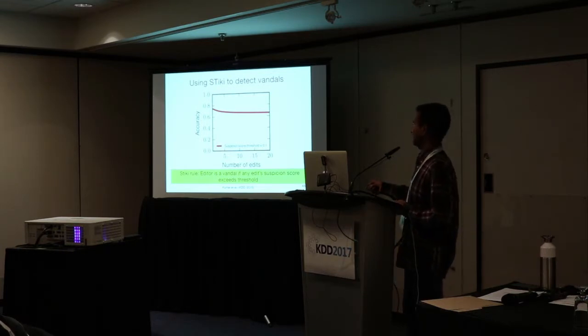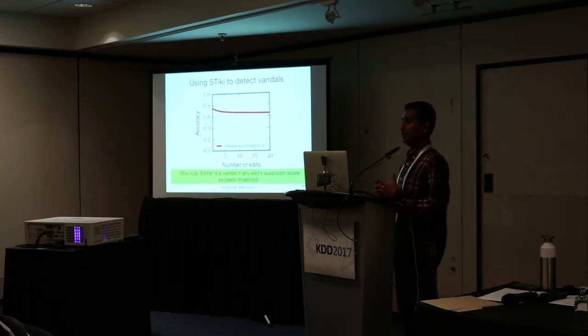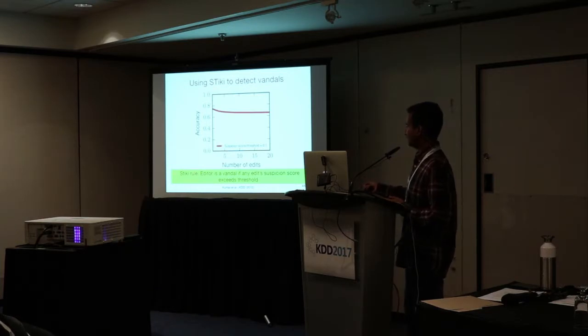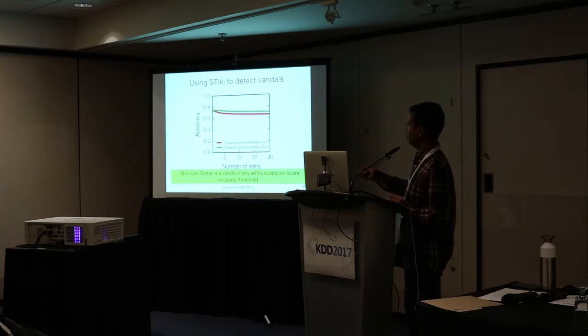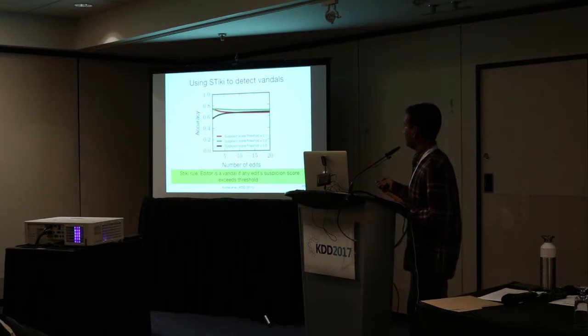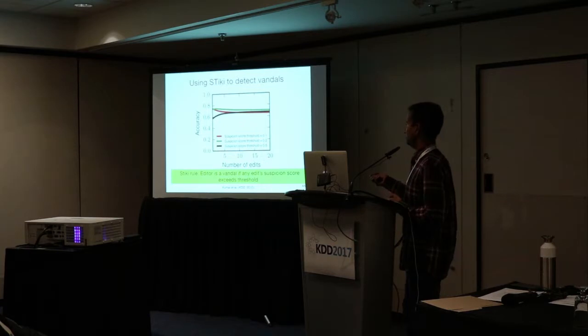On the x-axis is the number of edits that we consider, and on the y-axis is the accuracy. We take 50% vandals and 50% non-vandals, and using this rule for Stiki, an editor is considered to be a vandal if its edit's suspicion score exceeds a particular threshold. The suspicion score lies in the range of 0 to 1. If that score exceeds 0.1, then even though in the first few edits the accuracy starts around 0.8, it reduces and steadily settles at around 0.65. As you increase the threshold to 0.2, the accuracy slightly improves. But if you increase the threshold even further, the accuracy of the Stiki tool is again around 0.65, 0.7.